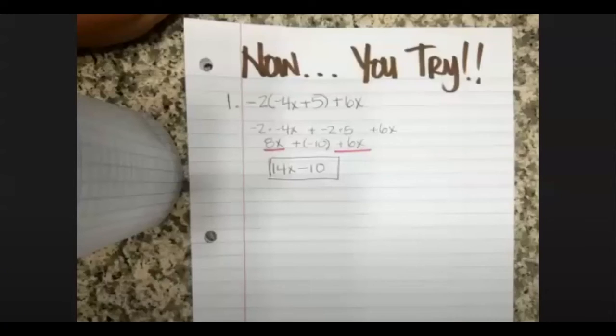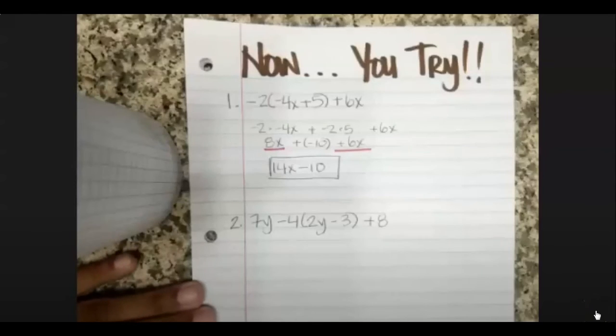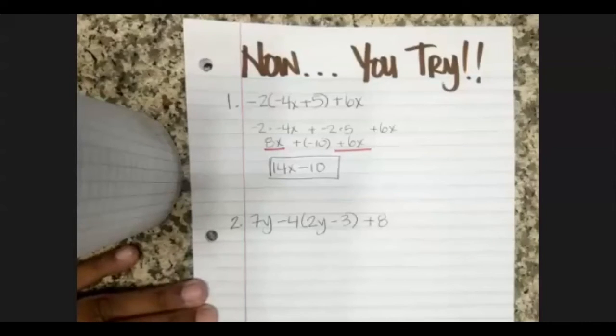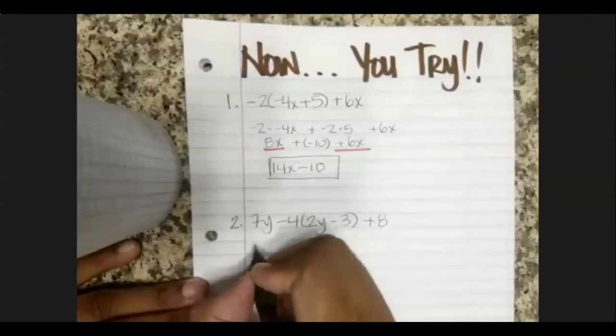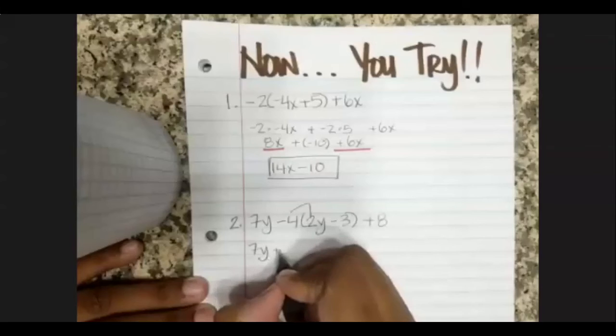Okay, let's look at the steps for the You Try question B. And those are the steps for question A if you want to look at those. But at the bottom, we're doing question B.